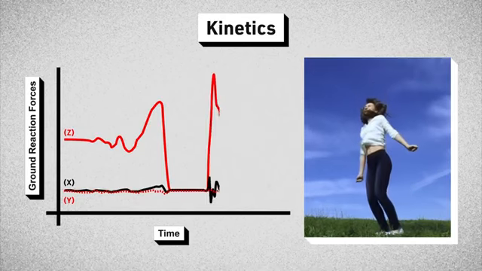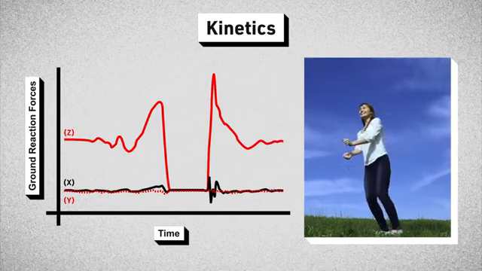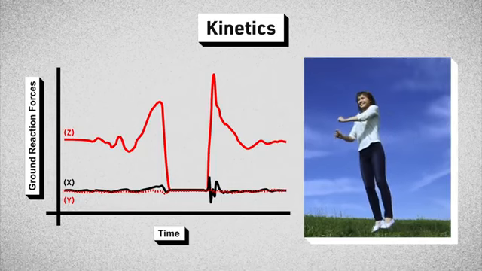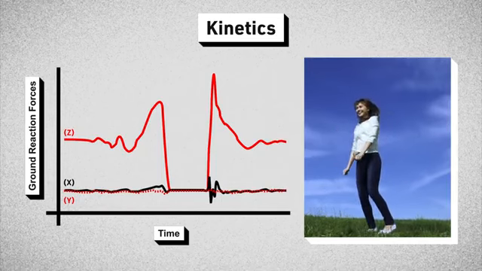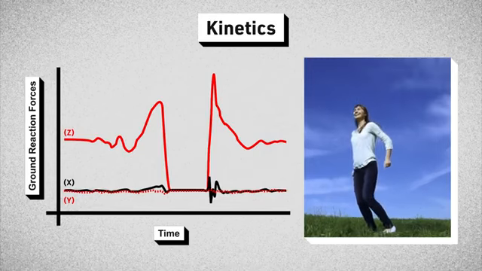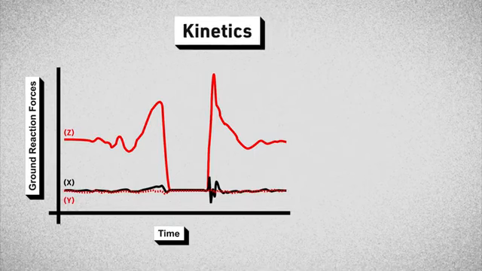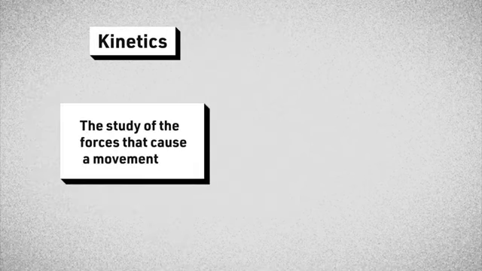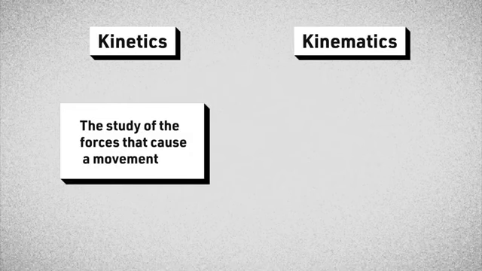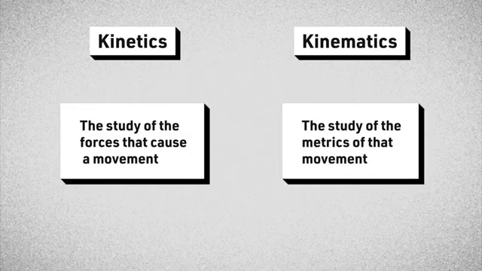Also, the direction and distance of a jump can be determined by the direction and intensity of the force one applies to the ground. These are related to the ground reaction forces, which will be explained in another video. In short, kinetics is the study of the forces that cause a movement, and kinematics is the study of the metrics of that movement.